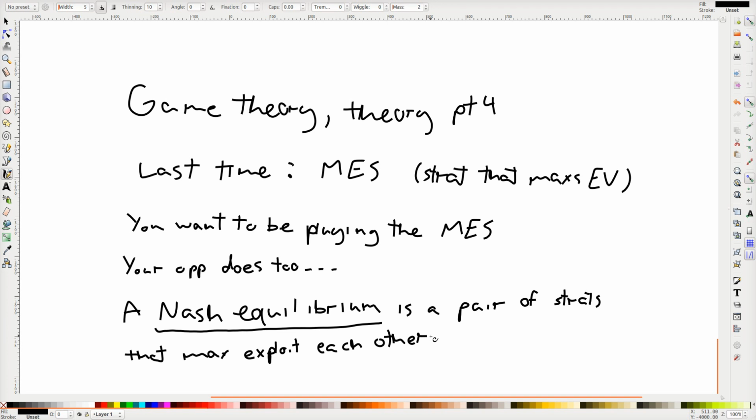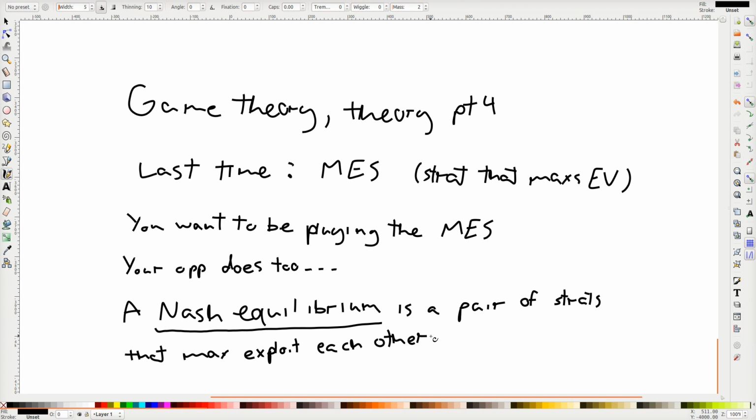And this definition of a Nash equilibrium is maybe a little bit opaque. A pair of strategies that maximally exploit each other. You can't look at this and say, oh yeah, this is the Nash equilibrium for this game, right? Even in rock paper scissors, you need to do a little bit of work. It's not totally obvious what the Nash equilibrium is in that game. So this definition is very useful to work with, but it doesn't give you a lot of intuition, unfortunately.